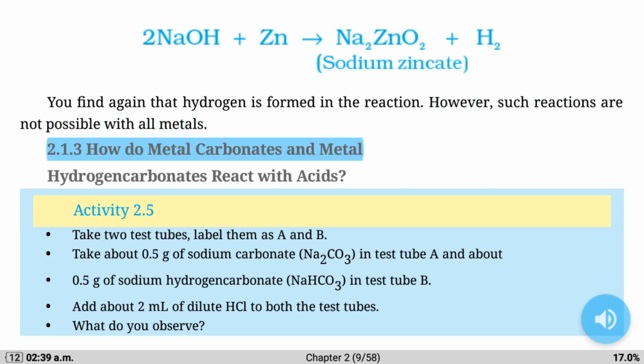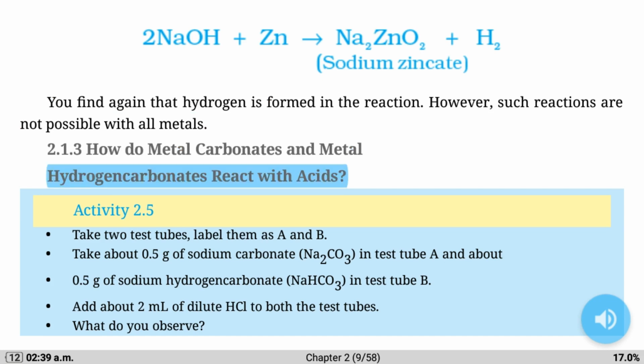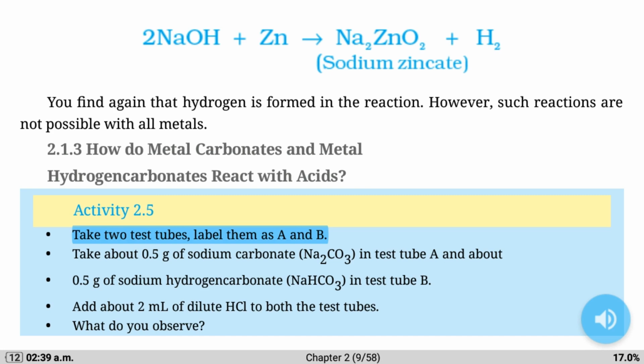2.1.3 How do metal carbonates and metal hydrogen carbonates react with acids? Activity 2.5. Take two test tubes. Label them as A and B. Take about 0.5 gram of sodium carbonate, Na2CO3, in test tube A, and about 0.5 gram of sodium hydrogen carbonate, NaHCO3, in test tube B. Add about 2 ml of dilute HCl to both the test tubes.